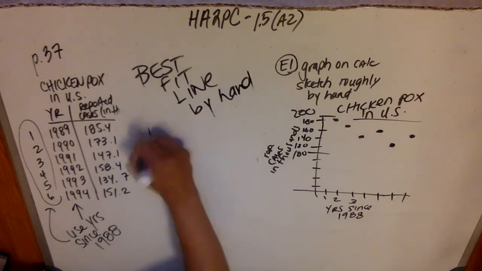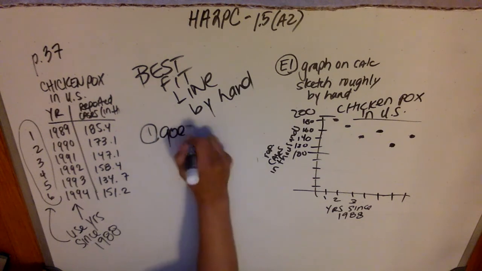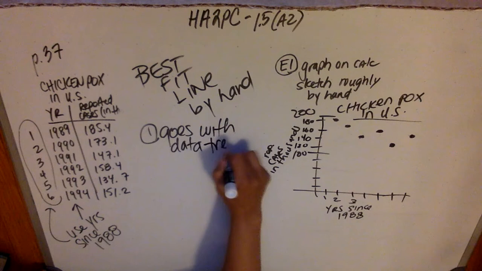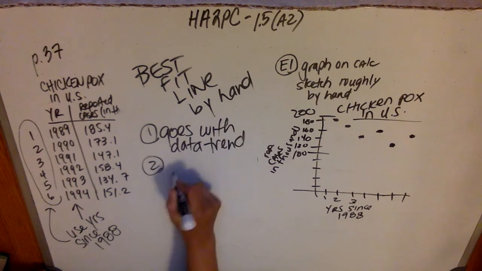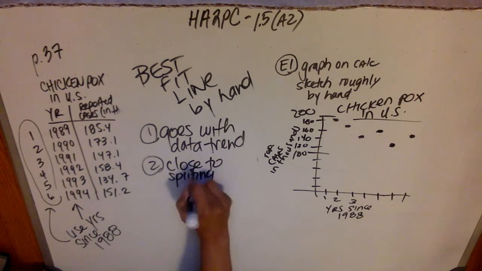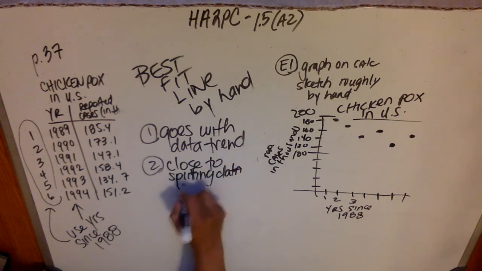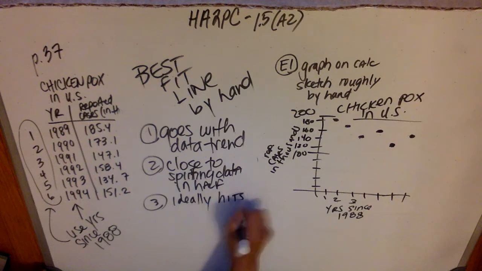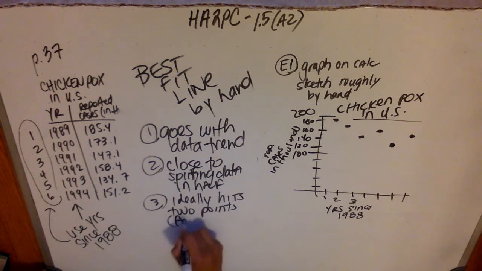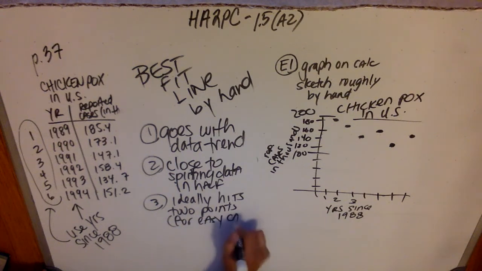Okay, number one, goes with the trend of the data. So with the data trend, okay. Number two, close to splitting the data in half, meaning like some is on each side of the line. And number three, ideally hits 2 points. And that's really just because we're lazy, and that's for easy calculation, okay?